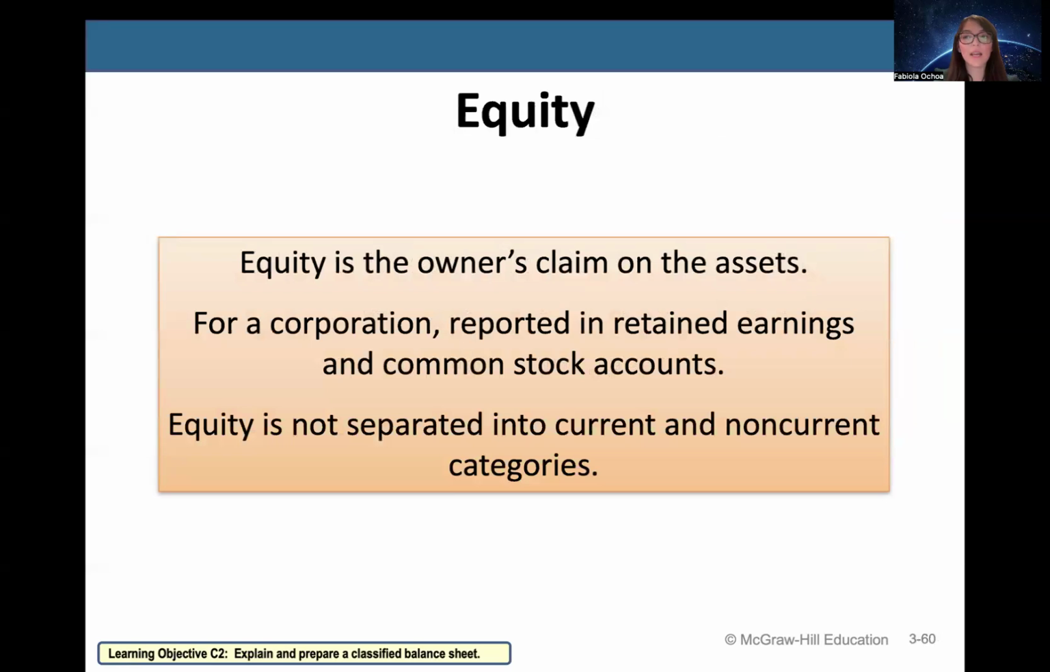Finally, we have equity. This is where a lot of students tend to get confused. Equity is the owner's claim on the company's assets. For a corporation, these are reported in retained earnings and common stock accounts. Equity is not separated into current and non-current categories.